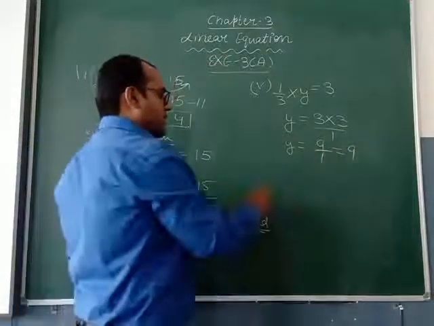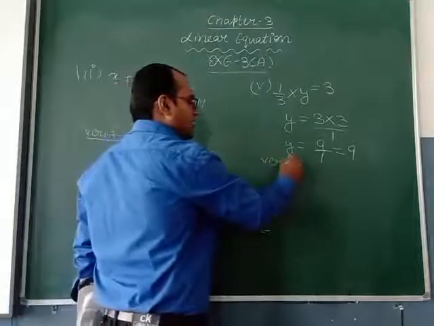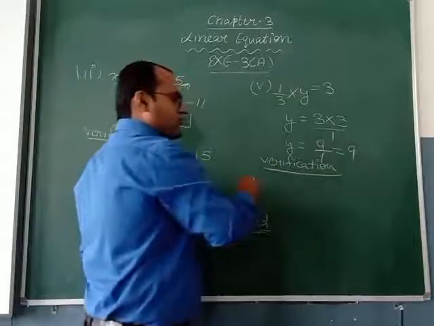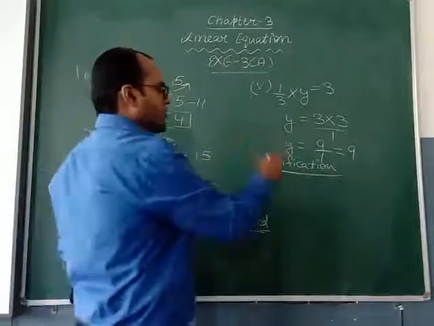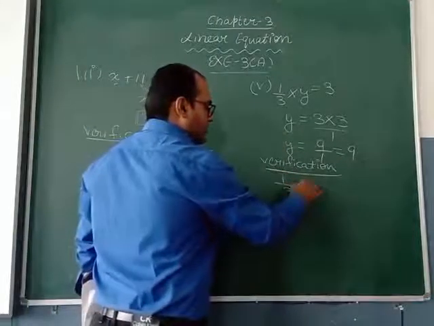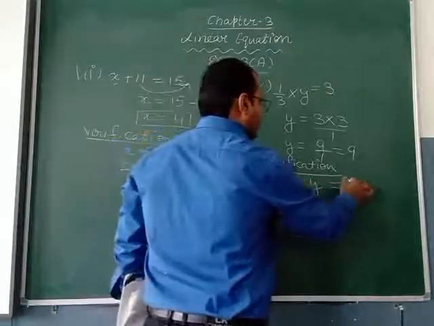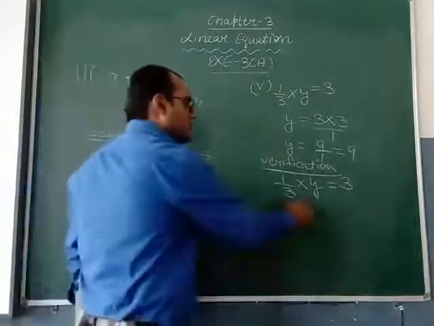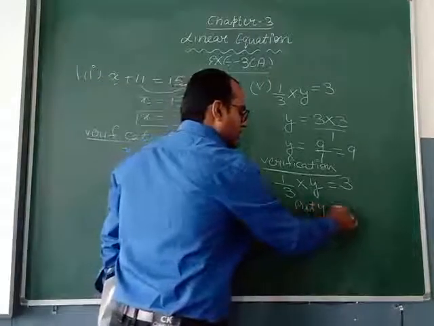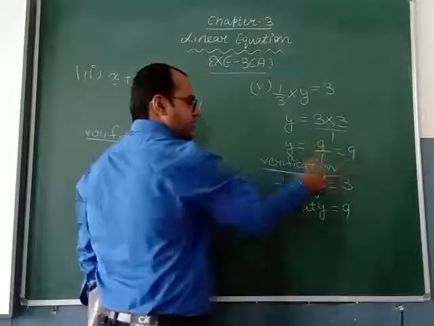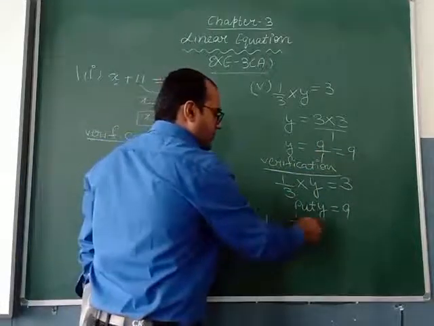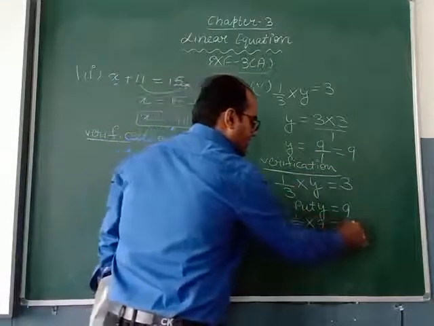Now we have to verify our answer, so we will write verification. In order to verify, first of all we will write the question: 1/3 multiply y is equal to 3. For y's answer we will put y is equal to 9. Y's answer is 9, so we will put here y is equal to 9.